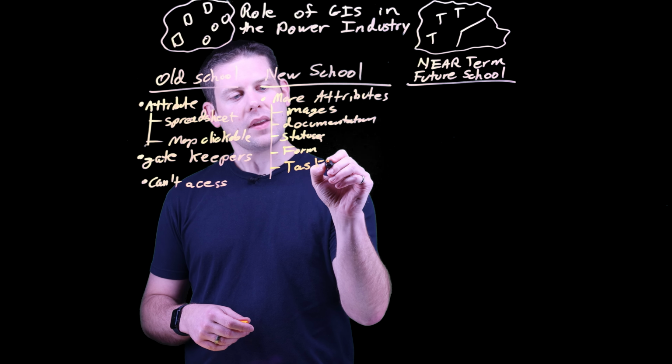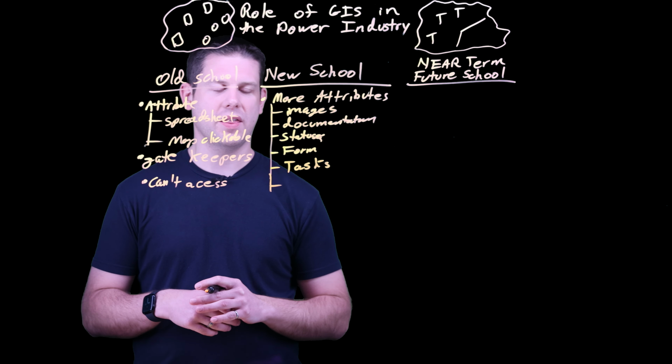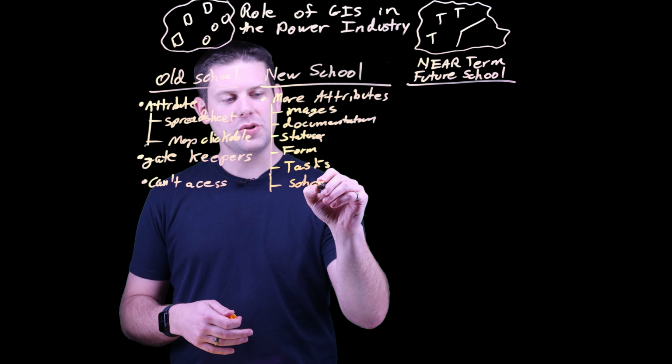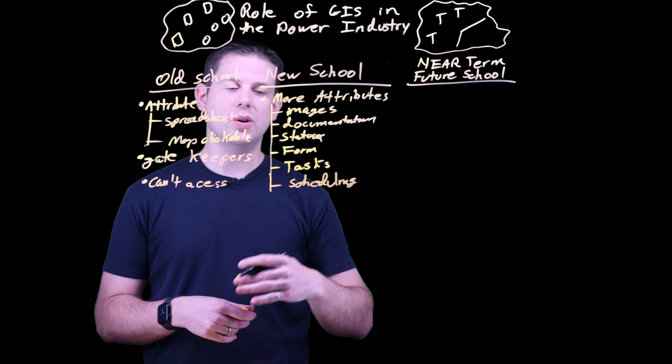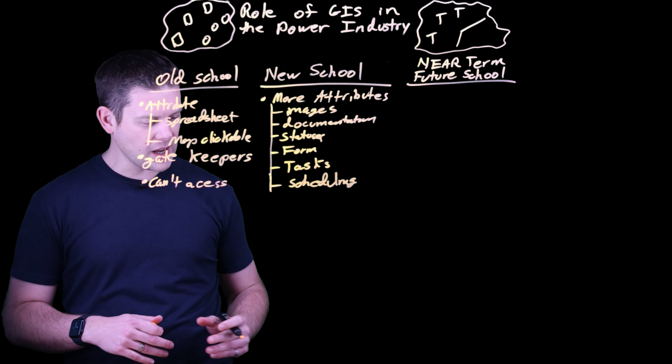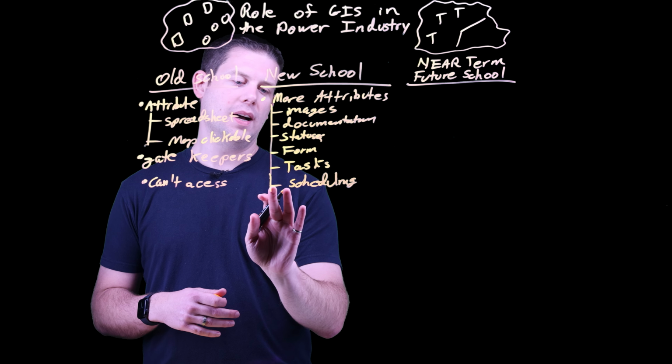Task, having tasks associated with the asset. And then of course with tasks, you can do scheduling, right? So you can say, well, who is that a task assigned to? So all of this is representing kind of that new school GIS.